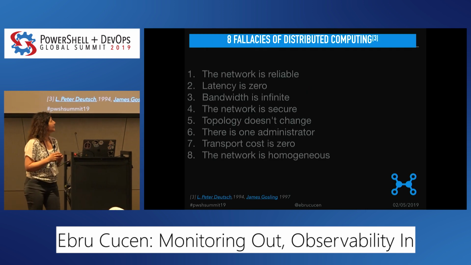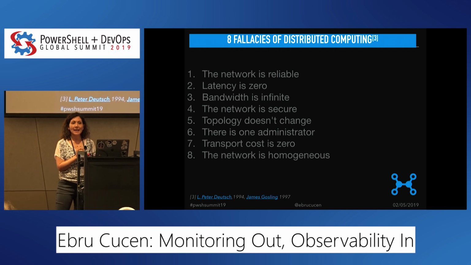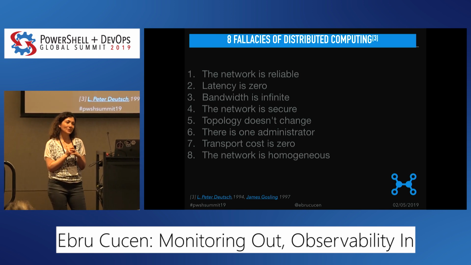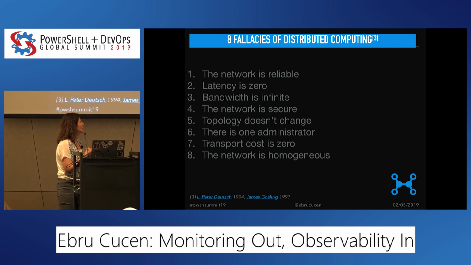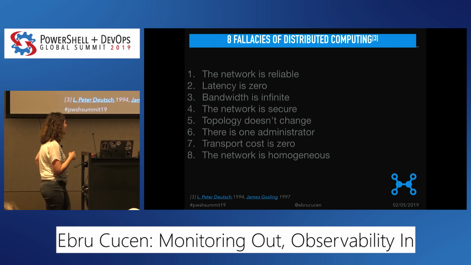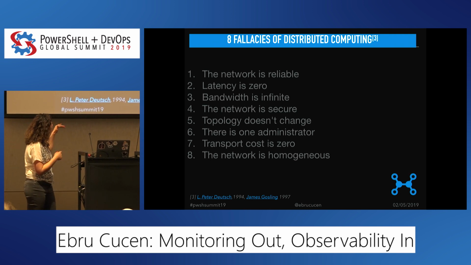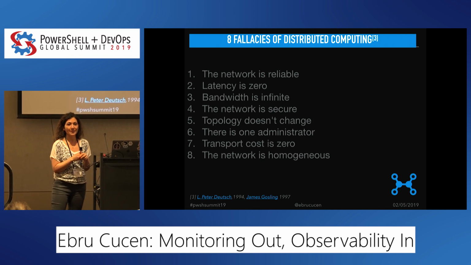And these are the fallacies of distributed computing. In 1994, the first seven were written, about 25 years back, by Peter Deutsch. And James Gosling, if you know, the father of Java, added the last one, the eighth, so there are eight fallacies of distributed computing.